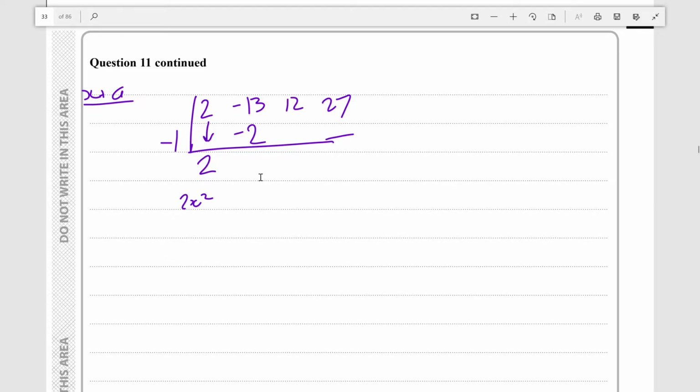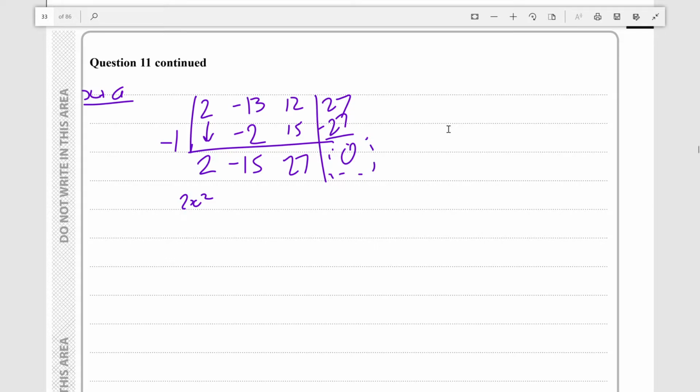So if we continue this process throughout evaluating the whole polynomial, you get 2, minus 15, and then minus 1 times minus 15 is 15. 12 plus 15 is 27, and then minus 1 times 27 would be minus 27, and you get the remainder is equal to 0. And we knew this remainder would be 0 because x plus 1 would be a factor of f(x).